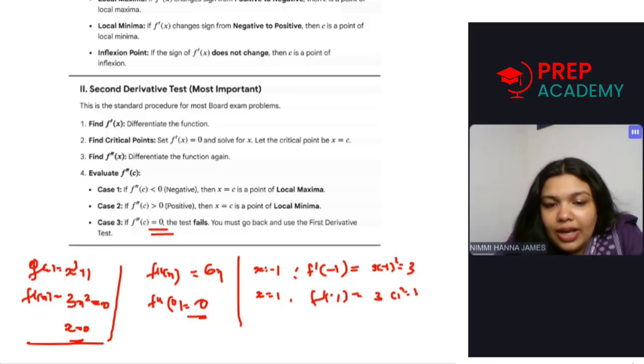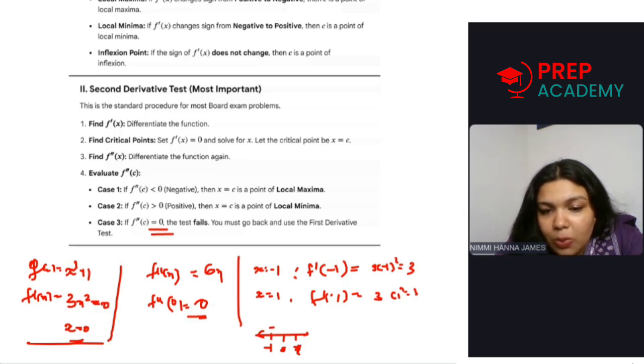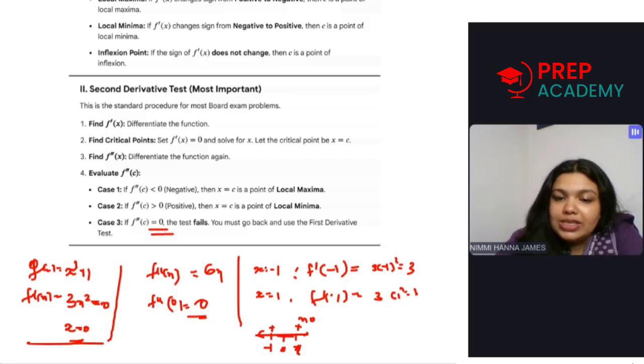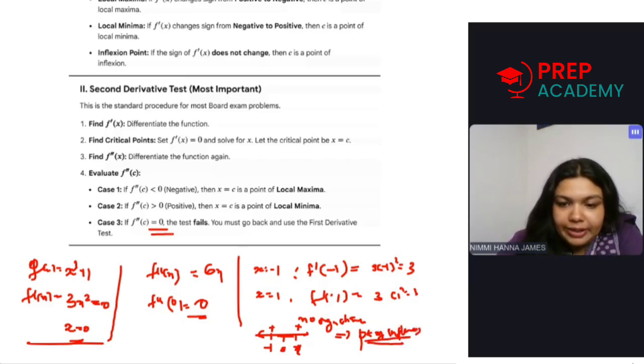So on the number line, -1, 0, 1 was there. Here it was positive and here it was also positive. So when it traveled through 0, it had no sign change. Okay, it had no sign change. That is, it is a point of inflection. Okay, I hope it is clear.